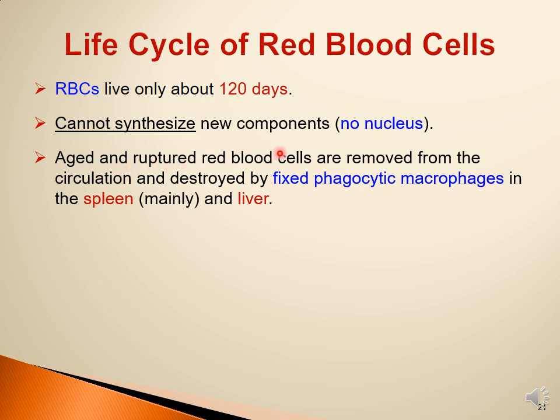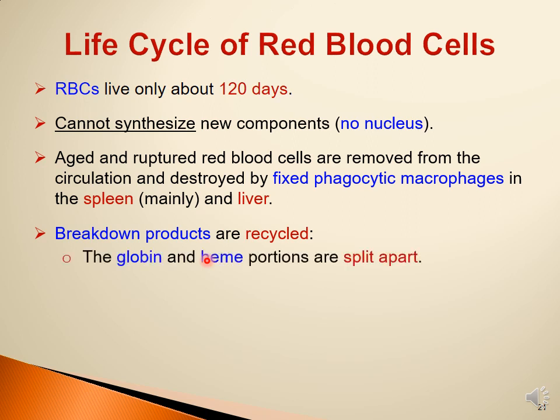Aged and ruptured red blood cells are removed from the circulation and destroyed by fixed phagocytic macrophages that are present mainly in the spleen, also the liver, and to a lesser extent in the red bone marrow, as I said earlier. The breakdown products of the content of the red blood cells, which is mainly hemoglobin, are recycled. So the globin and heme portions are split apart. The heme ring is separated from the polypeptide chain, the globin.